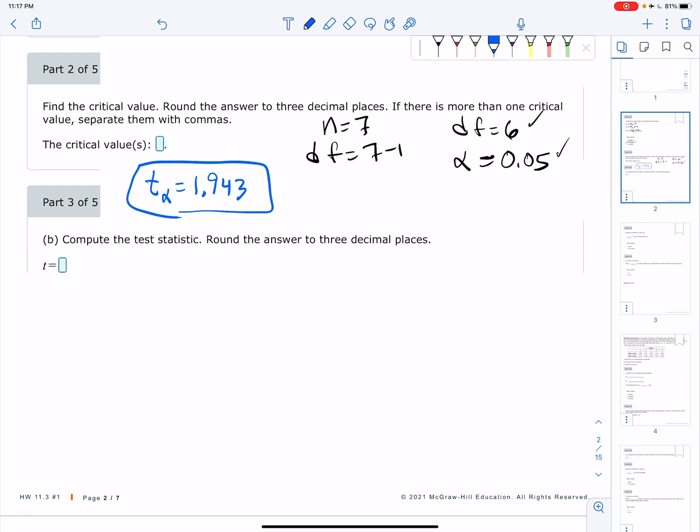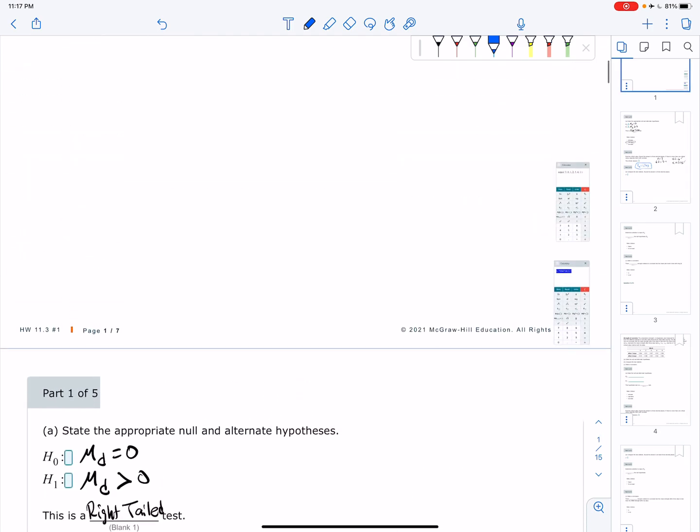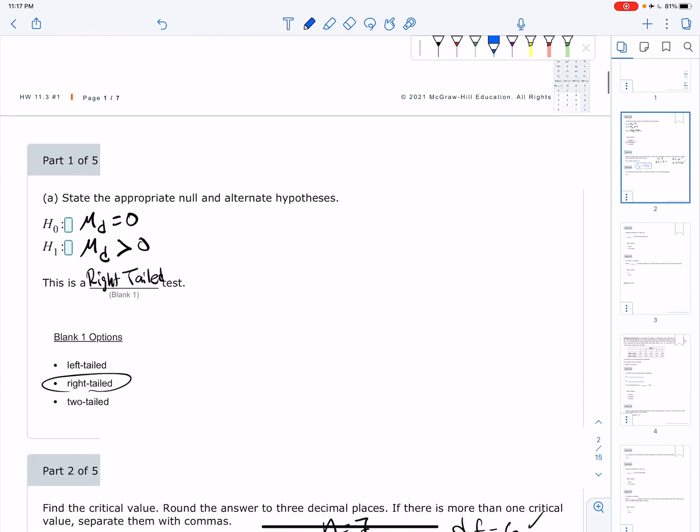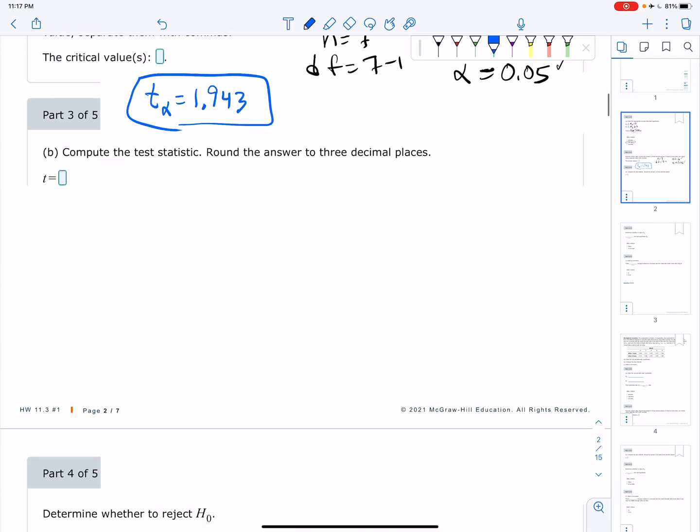Compute the test statistic, round your answer to 3 decimal places. Okay, we have some work to do. Now I'm going to do this first one by hand, but also show you that we have support with the calculator to do this. It's going to make things much quicker, but I'll just show some of the work by hand, so maybe it connects some of the ideas from the past. So, some of the things we're going to need for this formula. Let's write down the formula we're going to need here.